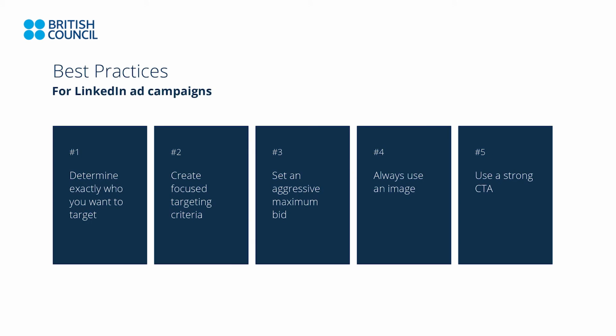What are the best practices for LinkedIn ad campaigns? I have 5. First one, determine exactly who you want to target. Have a buyer persona. Two, create focused targeting criteria. Three, set a maximum bid. Four, always use an image. Images will catch people's attention much more than text. And five, use a very strong call to action.